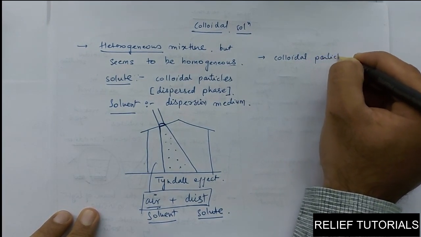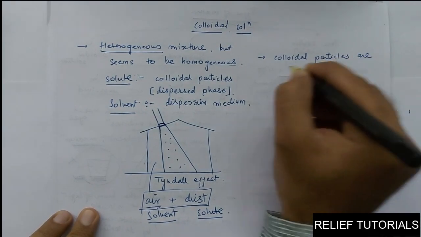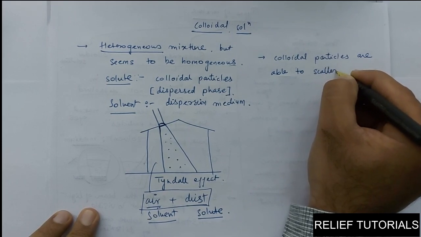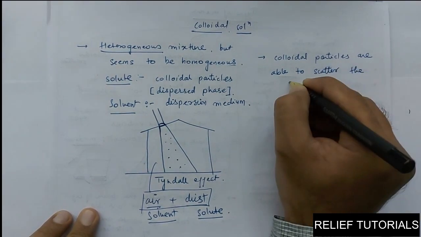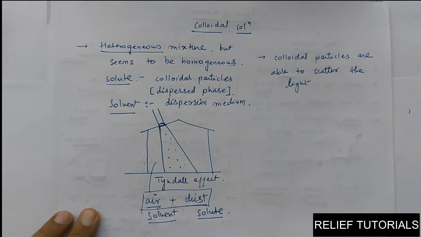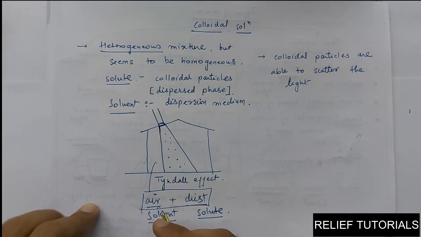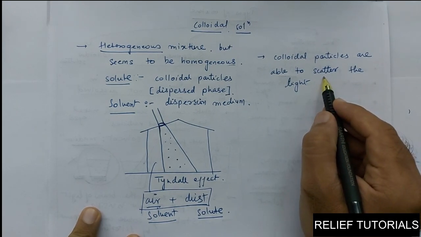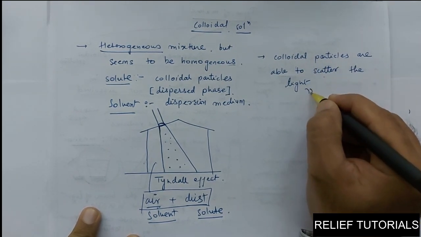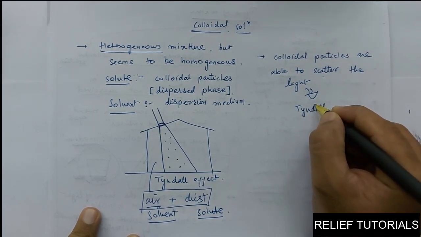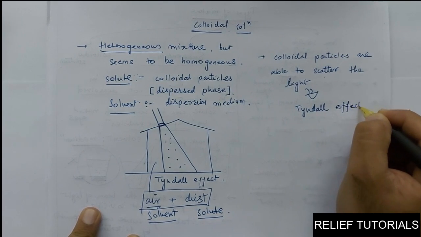Colloidal particles are able to scatter the beam of light. So the path is visible. So the path of light is visible. So this effect of scattering of light due to colloidal particles is called as Tyndall effect. This effect is called as Tyndall effect.